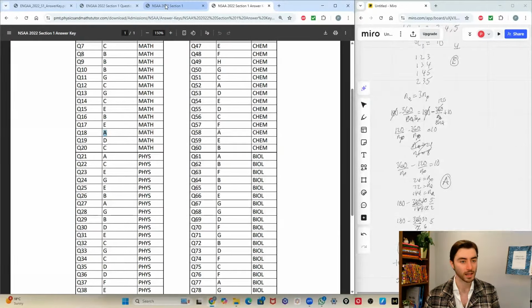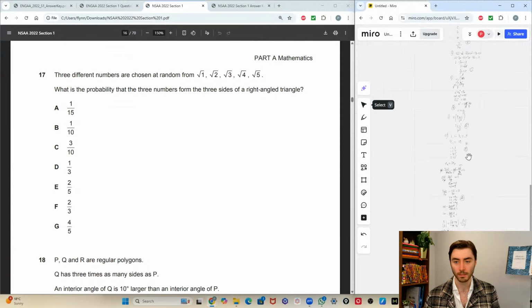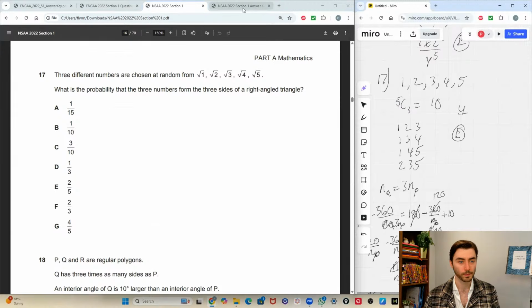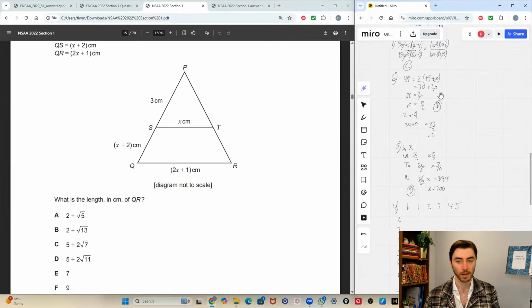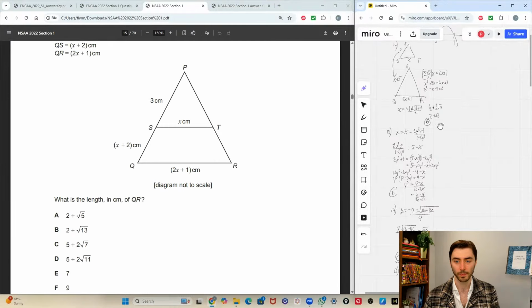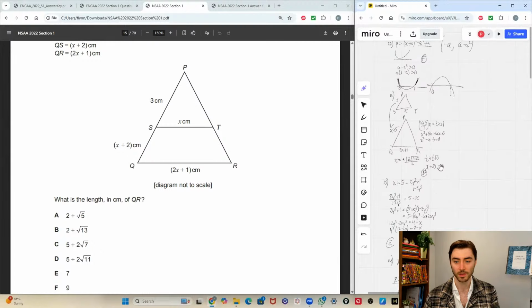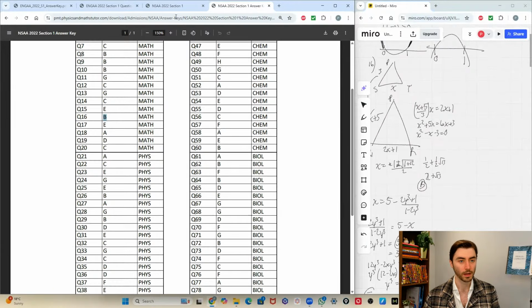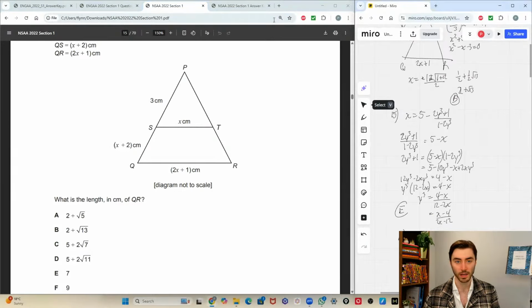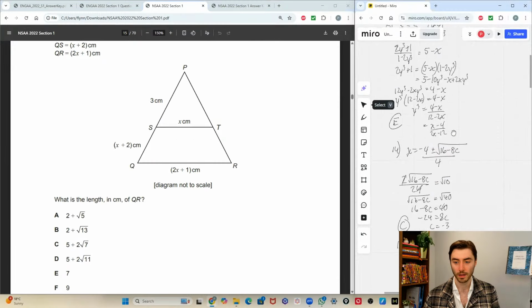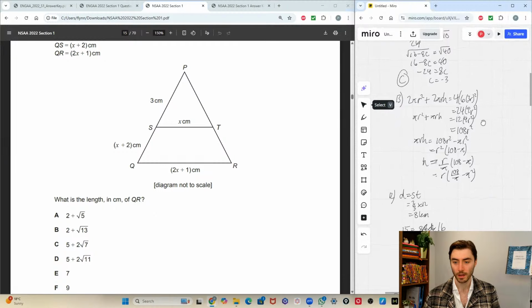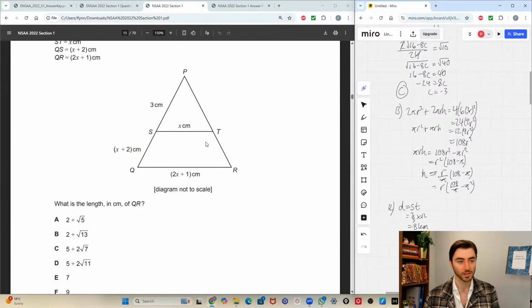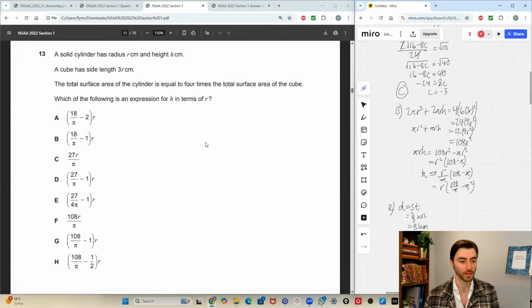So 17E. Yep, got that. 16B. I think I actually had a go at this. We're just checking answers first. So 16B, yep. 15E, correct. 14C, correct. 13, I think I guessed G. I don't know what went wrong there. Let me have another go.